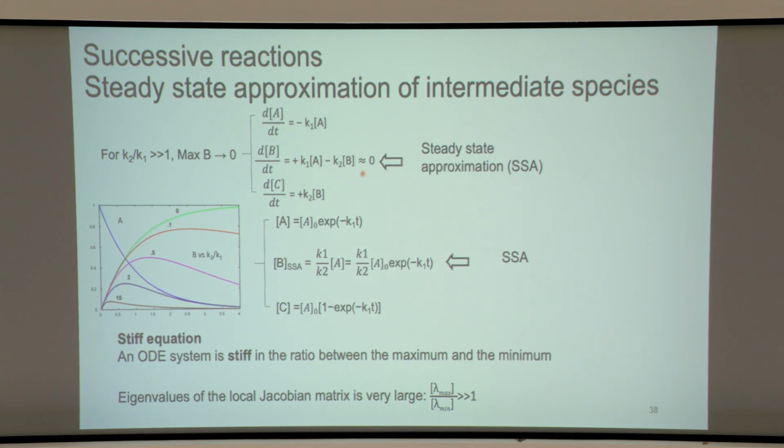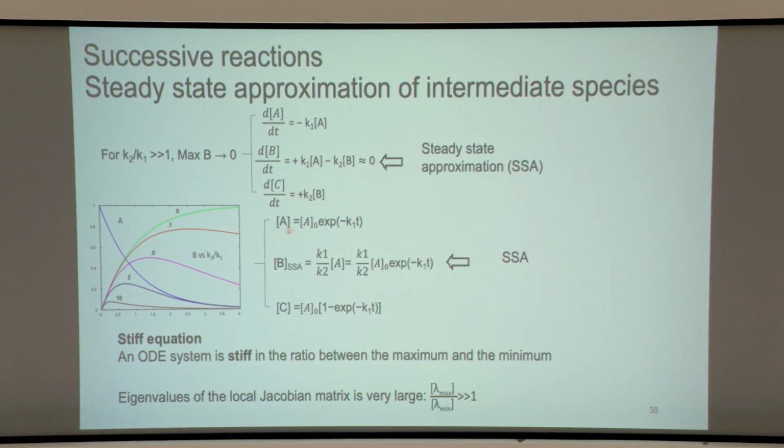It's not true, it's not a fact, it's just an approximation that we use, which will help us to simplify the system because of the ratios of K2 versus K1. And then dC by dt, the formation of C, is still equal to K2 times the concentration of B. Now, if we make this steady state approximation, we can simplify how we make calculations.